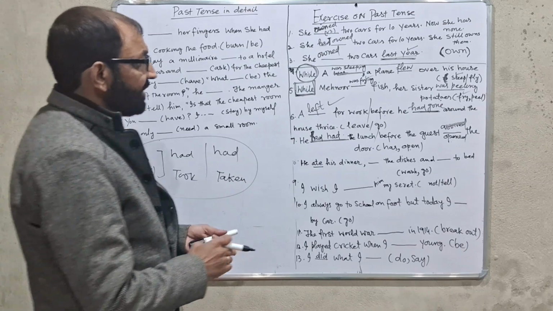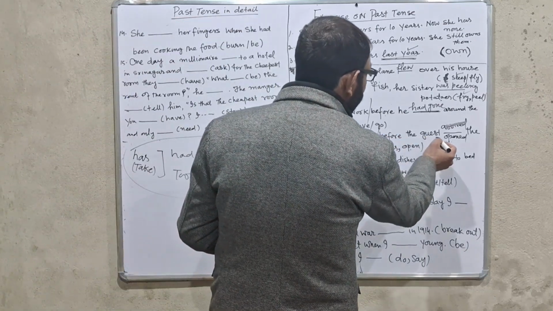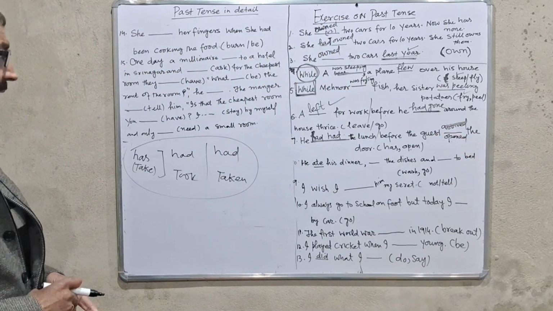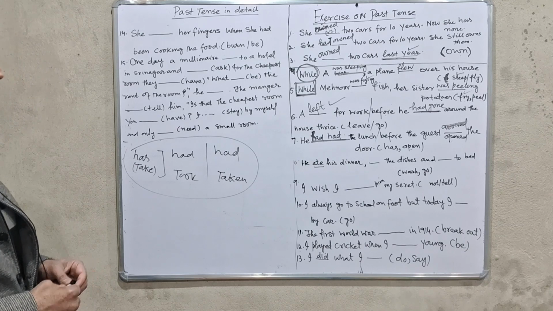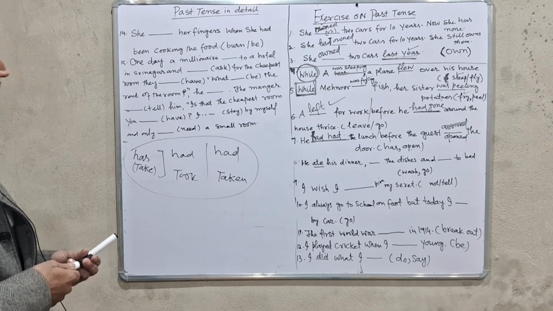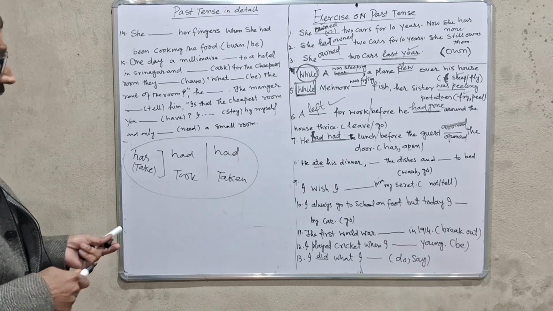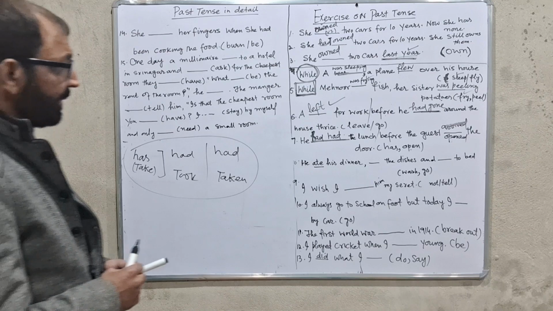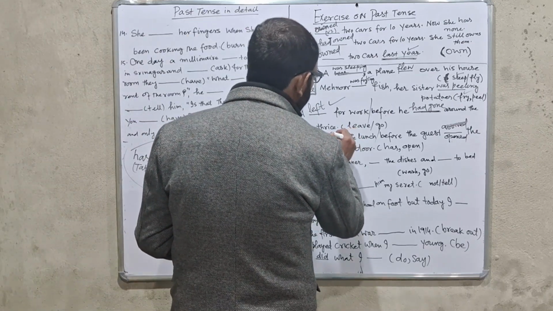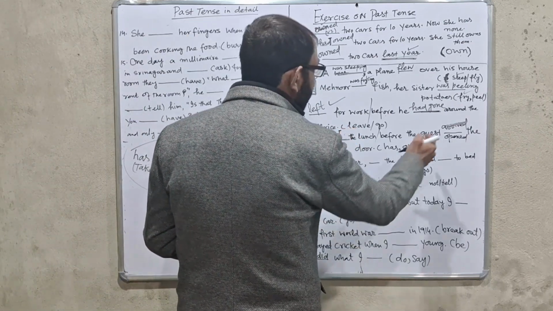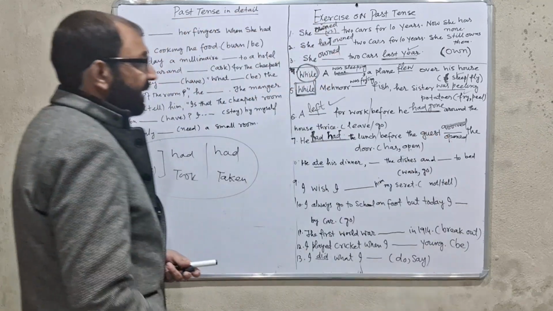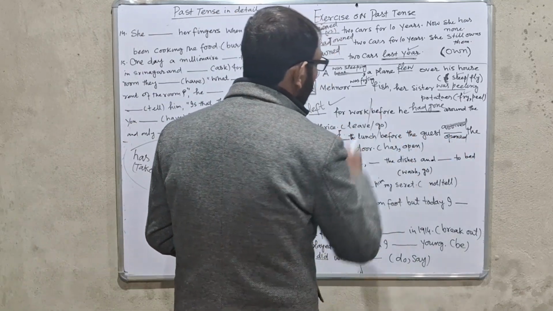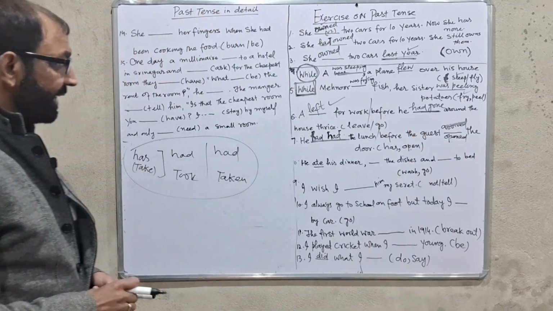He had the lunch before the guest, second form, opened the door. So one action takes past perfect and another action takes past simple. Always remember that past perfect is an action that has taken place in the past and has been completed at some point in the past before the next action took place. What was the next action? The next action was the guest opened the door. So the next action should be in past simple tense.